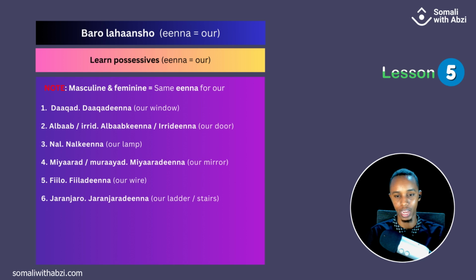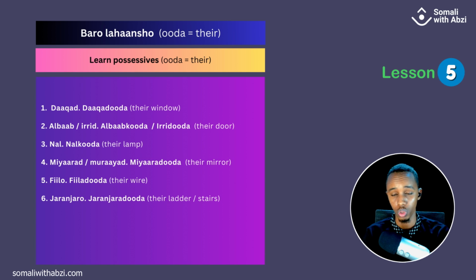Albabka, albabkena. Nalka, nalkena. Miyarada, miyaradena. Fiilada, fiiladena. Jaranjarada, jaranjaradena. And now let's go to the next section of our class, which is oda, which we mean in Somali, their. So we say in Somali language, their, oda.